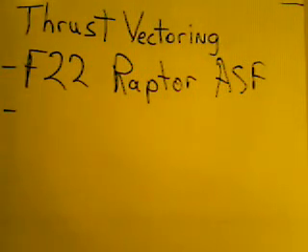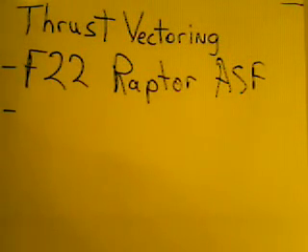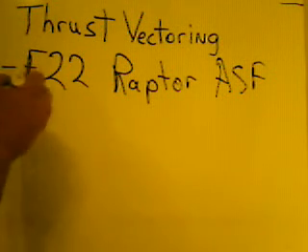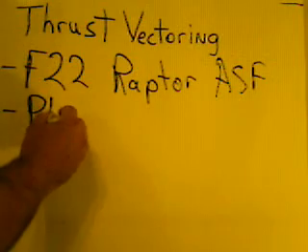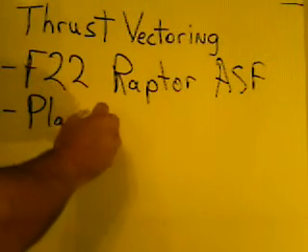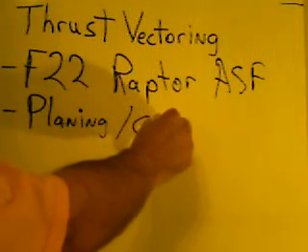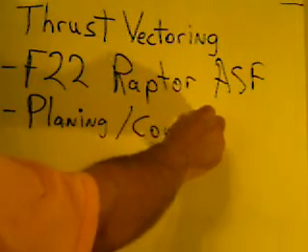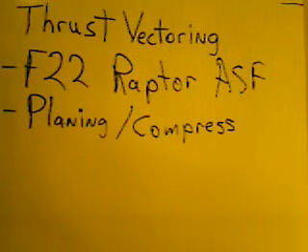Here's the thing. Thrust vectoring is simply just changing the direction. But another thing they've done on the F-22 Raptor is there's two possible ways to say it: either planing the thrust or compressing it. Planing or compressing the thrust.